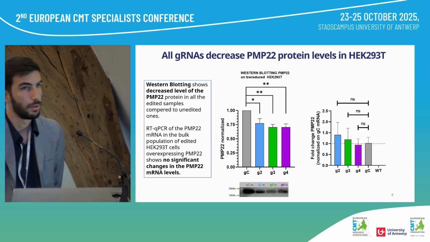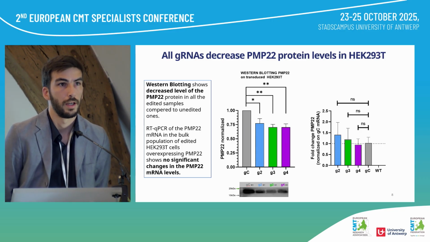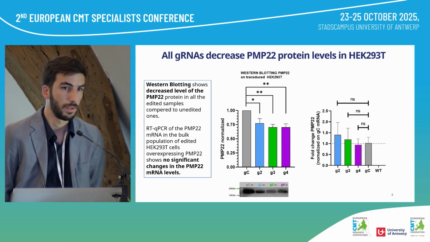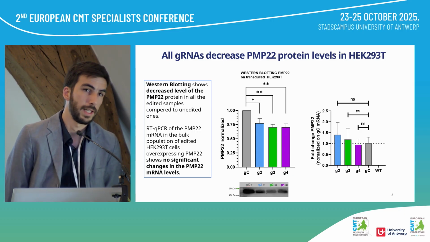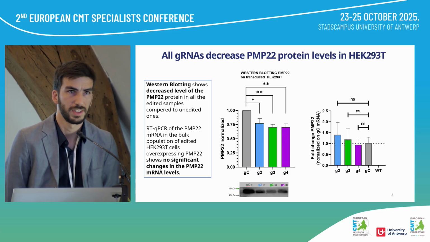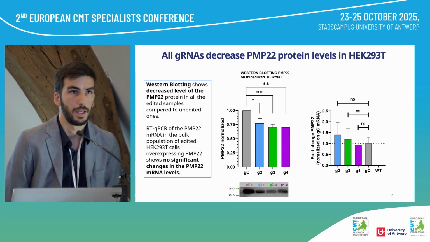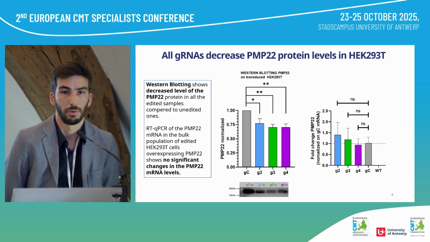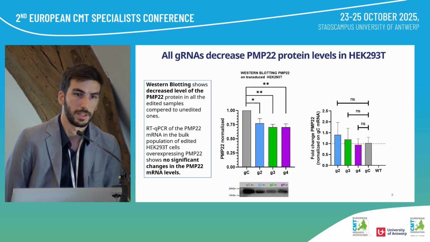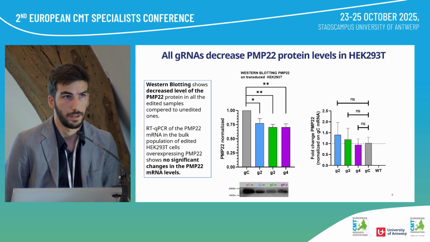And once we install these variants in the genome, we show that the PMP22 protein level decreased in the edited samples compared to the controls, while we are not really affecting the transcription of the gene. And this shows that we are affecting just the translation process while we are keeping the transcription level of the gene intact.